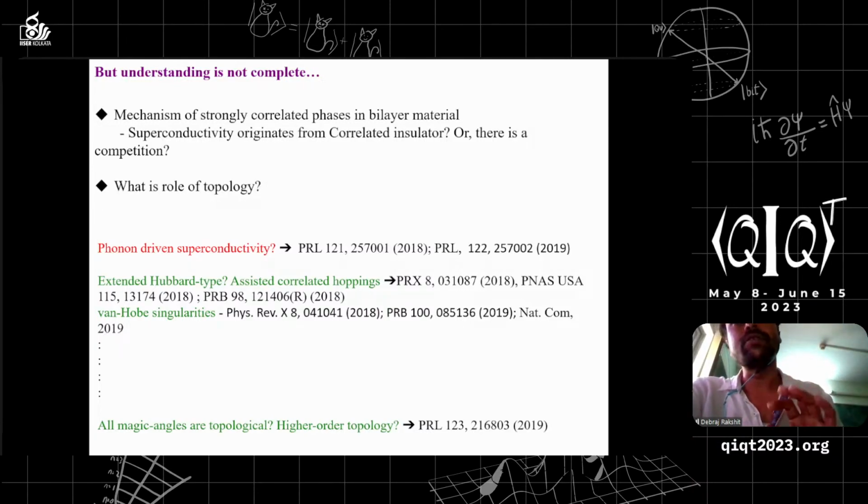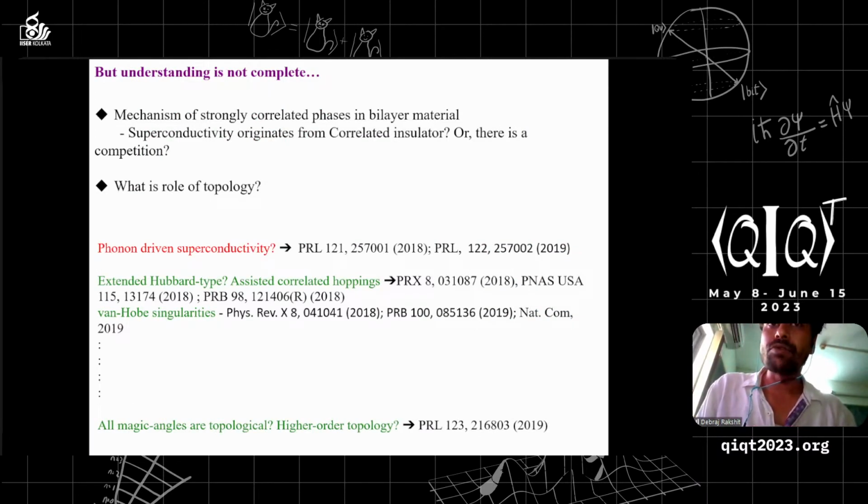Are all magic angles topological? So these sort of questions are going on, and theoretically many approaches have been taken and many theories have come, but from different angles. So there is no uniform understanding that everybody agrees with. So what can we do in this situation? Our idea then is to design a quantum simulator, and that we will enter now.